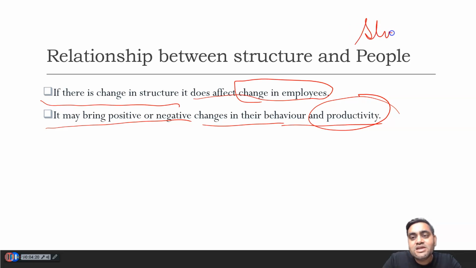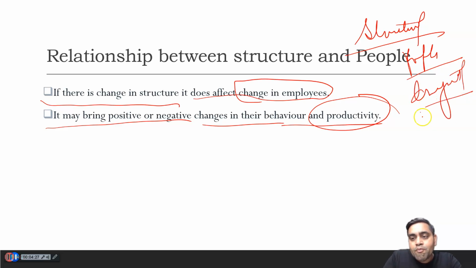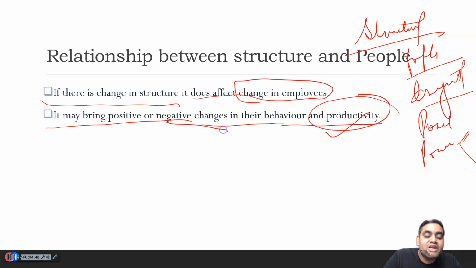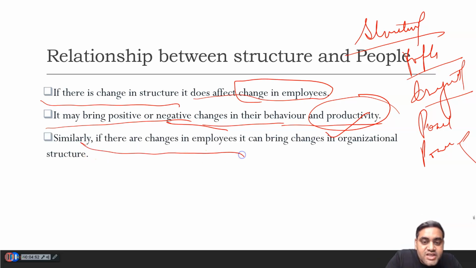So if you change the structure, then most probably the people will get affected, because their designation might change, their positions might change, their power can be either high or low, and because of this their behavior will change and their productivity will also get affected. For example, if you change the structure and some person loses his power, his designation, his authority, then what will happen? His productivity and his behavior will come down, and it will have a negative impact on the organization. Similarly, if there is any change in the employees, it will bring change in the organizational structure also.